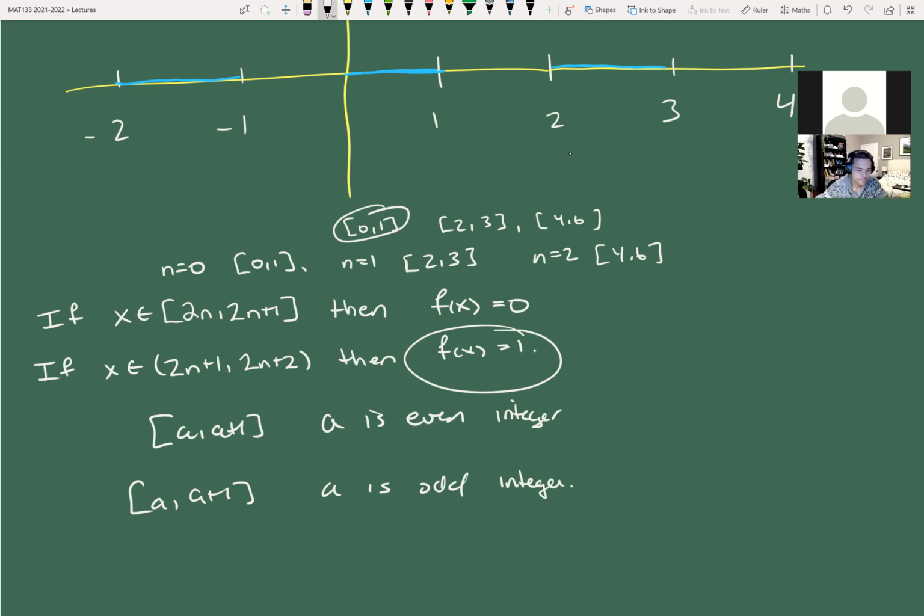Does that make sense? It's basically like I'm writing a piecewise function. Instead of explicitly saying what each interval is, I'm saying here's what the interval looks like, and if it looks like this, then your function is going to do this, and if it looks like this, then your function is going to do that. So it's very similar to a piecewise function. You're just being more general than that.